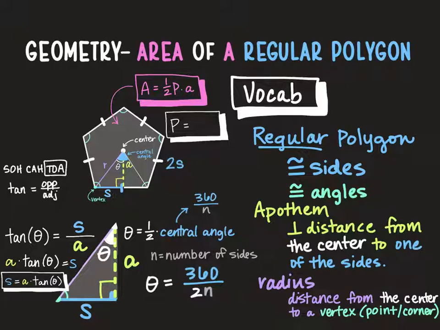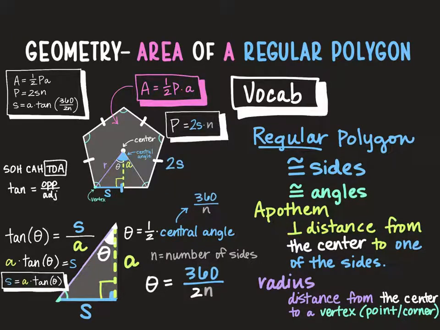2s times n. Now there's a ton of information on this screen, a lot of variables, a lot of equations, so what does it all mean? Basically, if we know what kind of regular polygon we have, or how many sides it has, and the area, we can solve for the apothem or the perimeter using a system of these three equations.